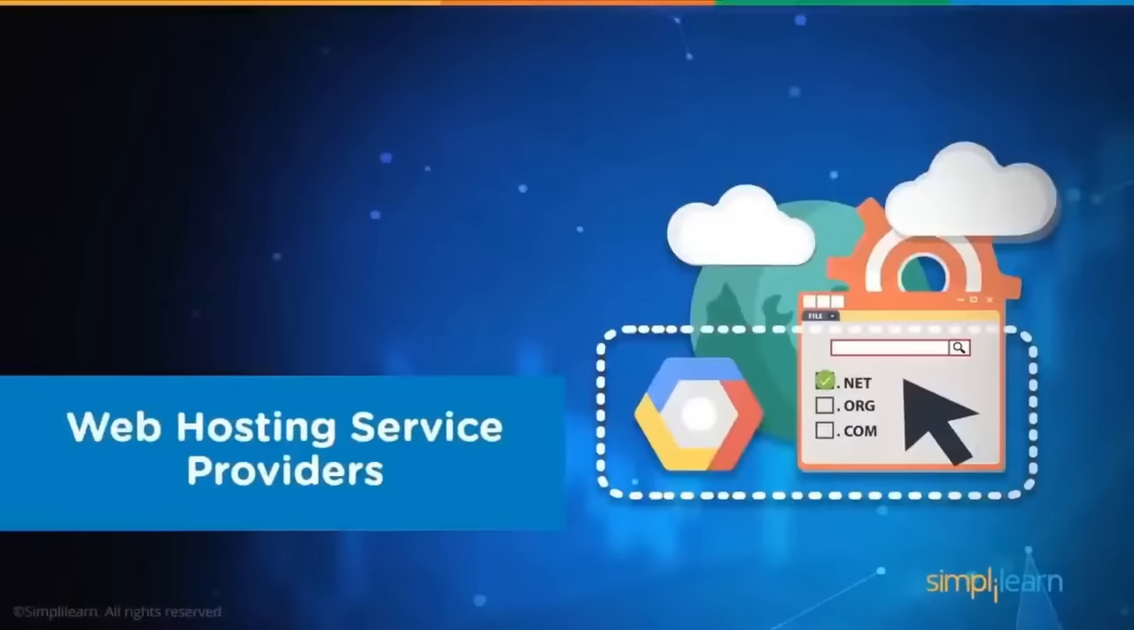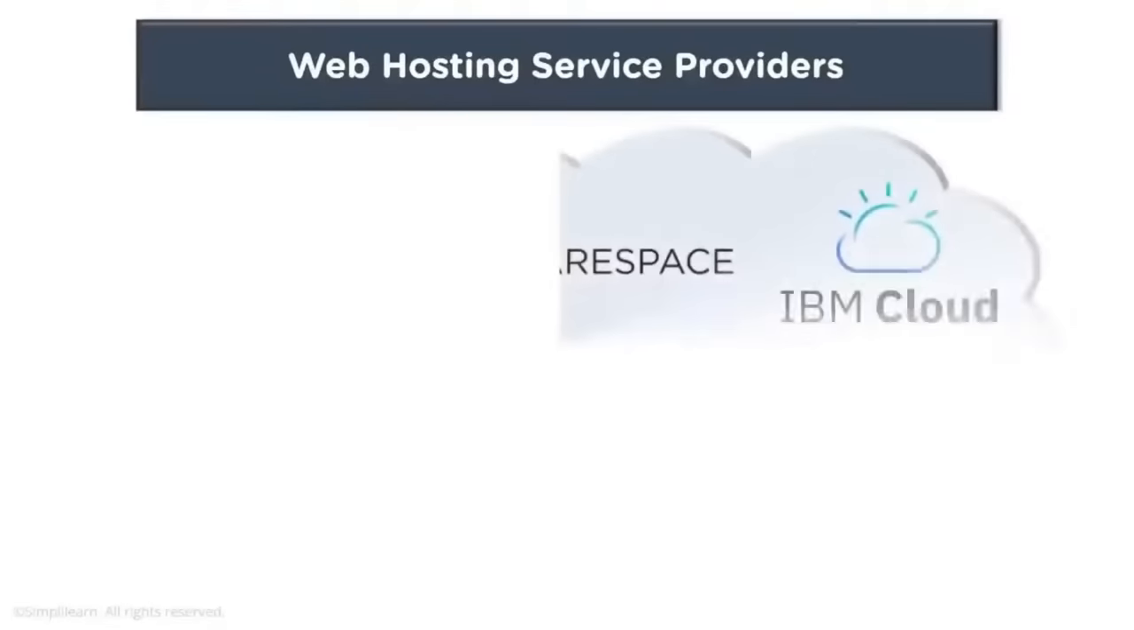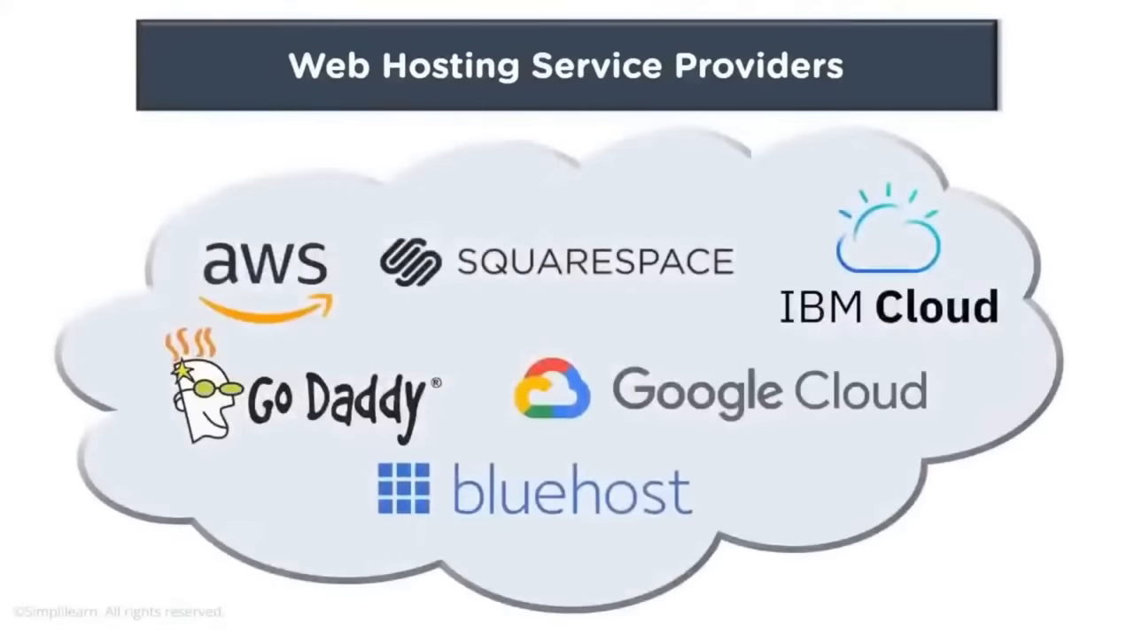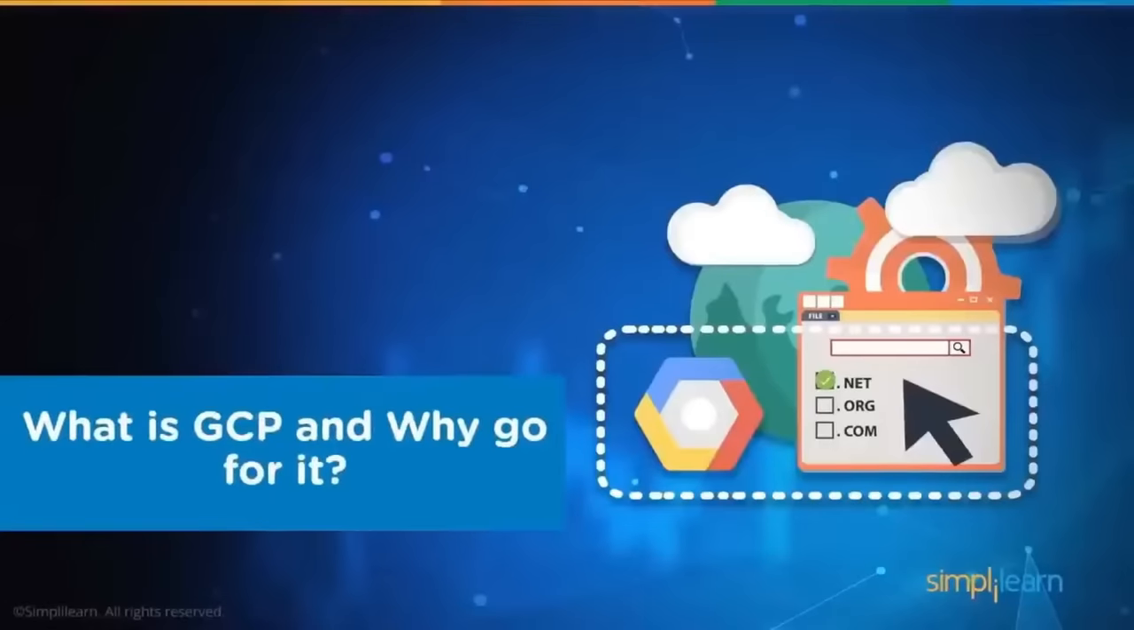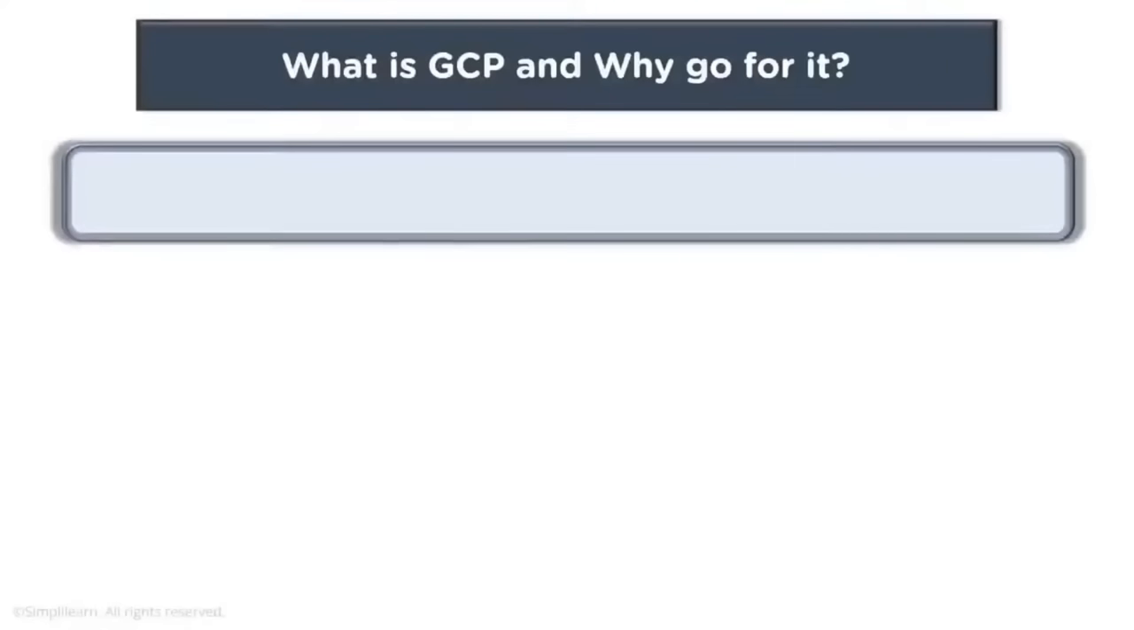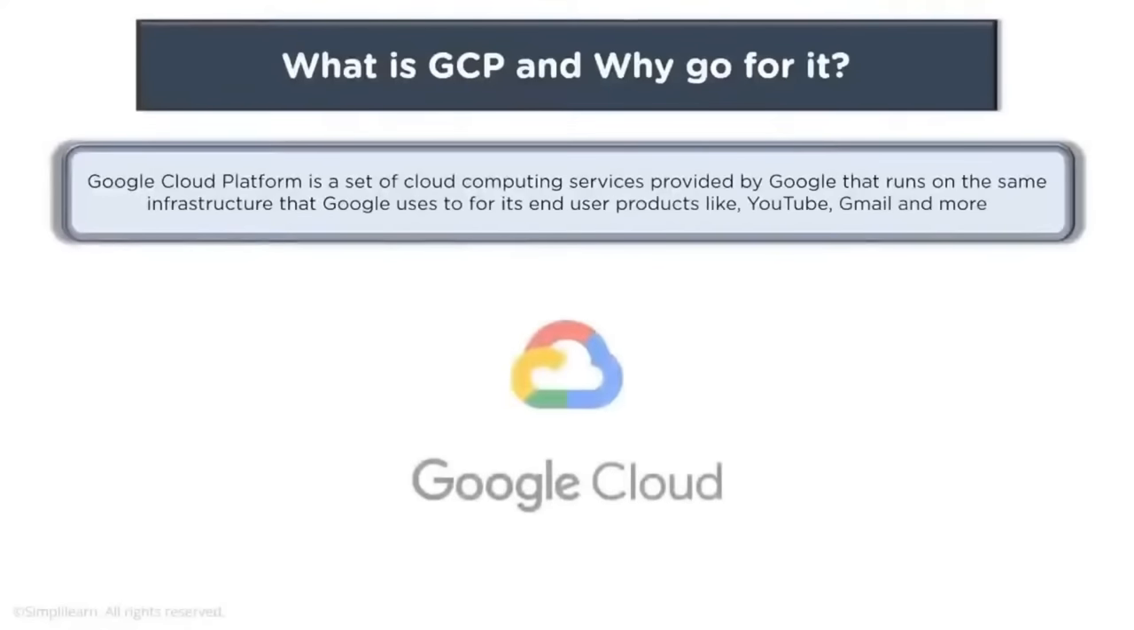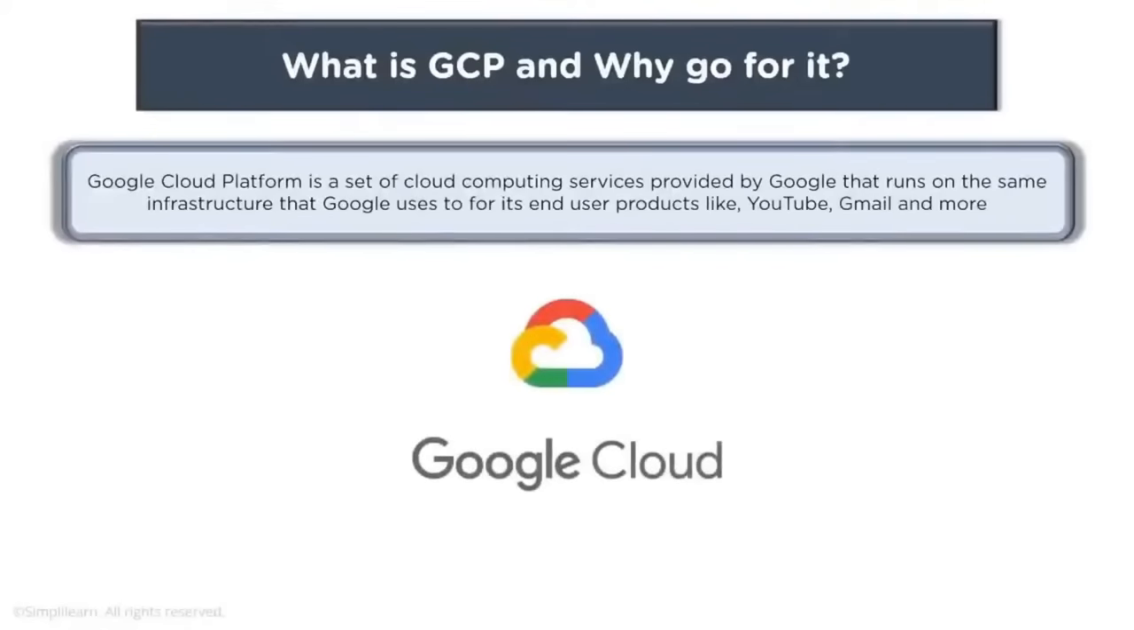When you talk about web hosting service providers, there are various ones. You have AWS, Squarespace, IBM Cloud, GoDaddy, Bluehost, and Google Cloud. So what is GCP and why go for it? GCP, or Google Cloud Platform, is a set of cloud computing services provided by Google that runs on the same infrastructure that Google uses for its end user products like YouTube, Gmail, and much more.